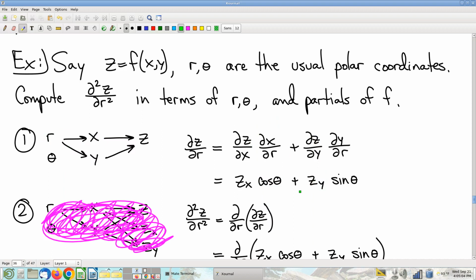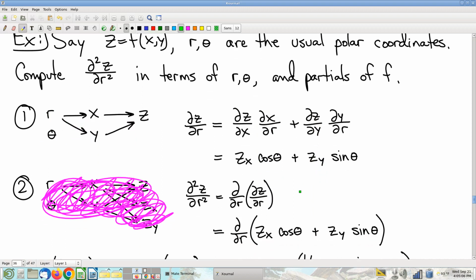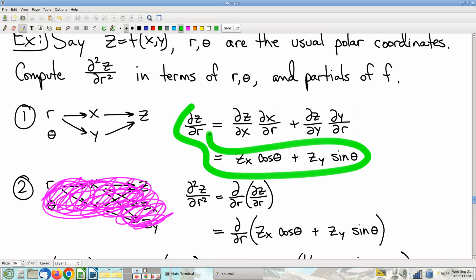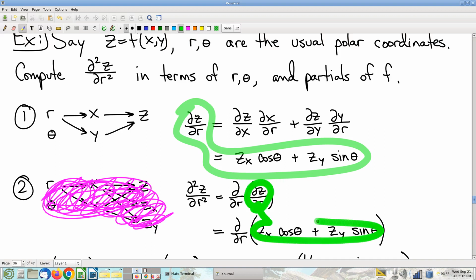Okay, so what to do next? We just got through computing the partial of Z with respect to R. I want to know the second partial. That means I want to take the R partial of the R partial I've just computed, and I want to see what that is. Everybody with me? Okay. And we're going to go slowly and carefully through this one. There's some tricky curves.